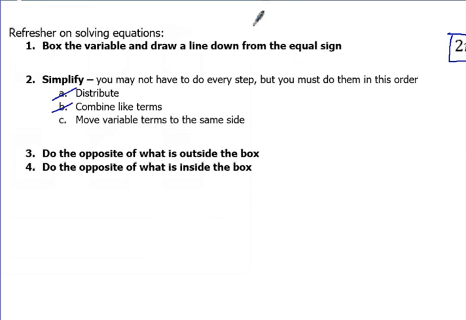Move variable terms to the same side. So right now I have m's on the left side and the right side. I'm going to move them to the same side by doing the opposite. It does not matter whether you move them all to the right side or all to the left side. It makes no difference. You will end up with the same answer.